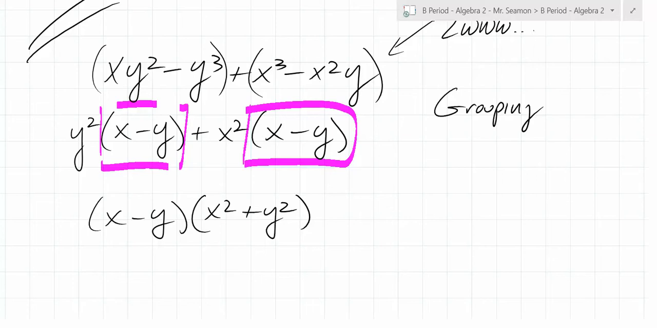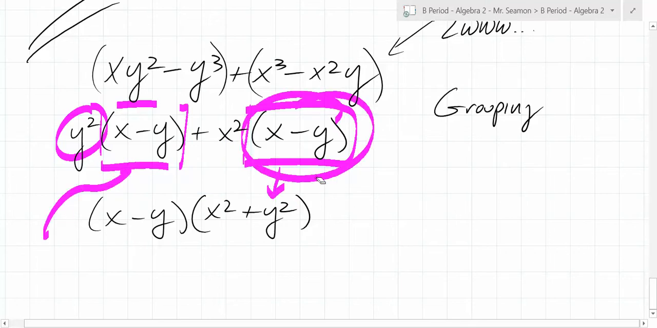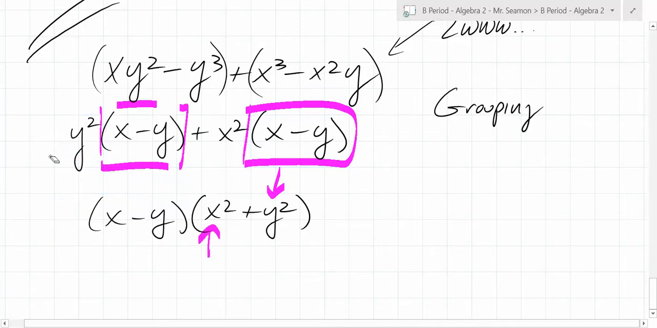What did I get rid of? Oh, sorry. Well, I didn't get rid of it. This y squared went right there. This x squared went right there. I didn't get rid of it. When you factor out an x minus y from this, what are you left with? y squared. When you factor out an x minus y from there, what are you left with? x squared. So that's where they went. They are right there. And then what did we factor out? We factored out x minus y. So that's why the x minus y is right there.